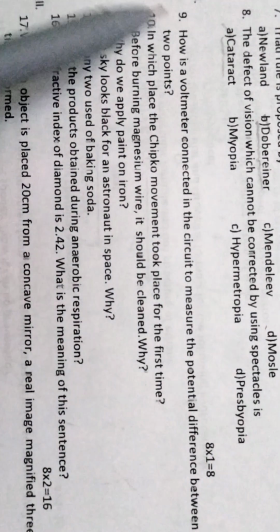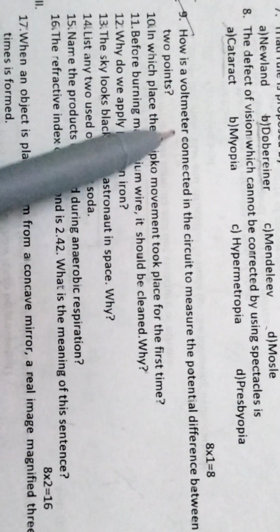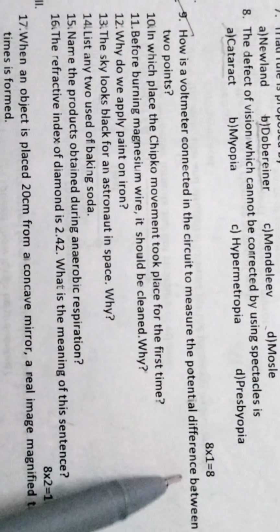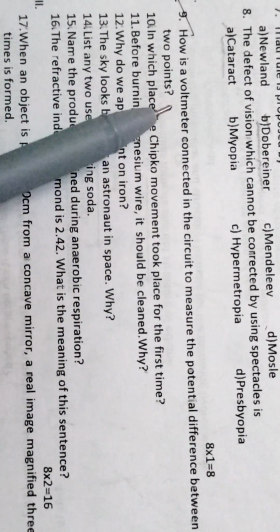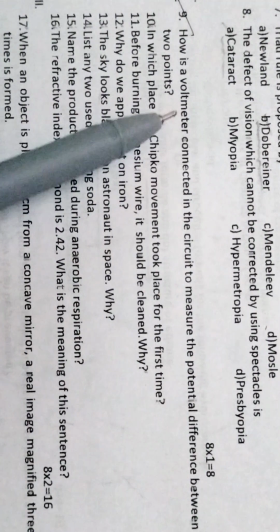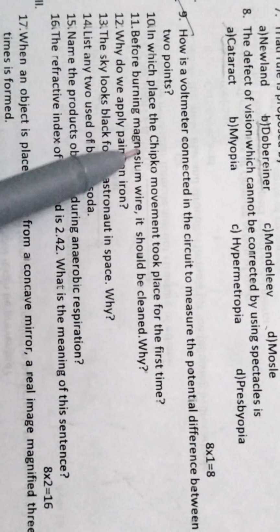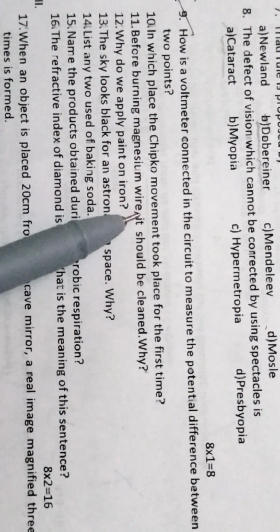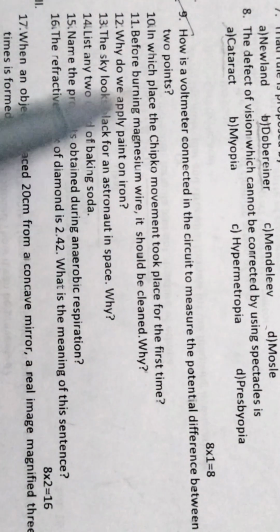So the next question is, how is a voltmeter connected in the circuit to measure the potential difference between 2 points? So a voltmeter should always be connected in parallel. In which place did the Chipko movement take place for the first time? It took place in a place called Garhwal.